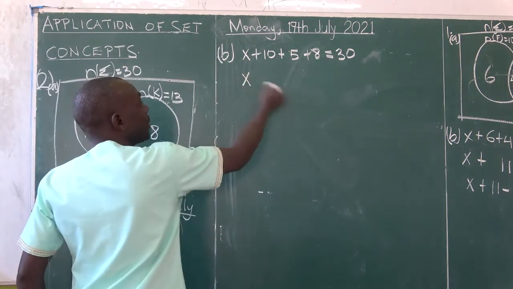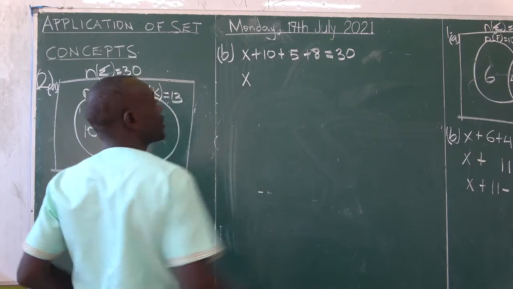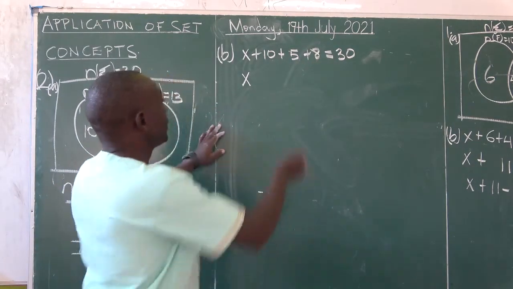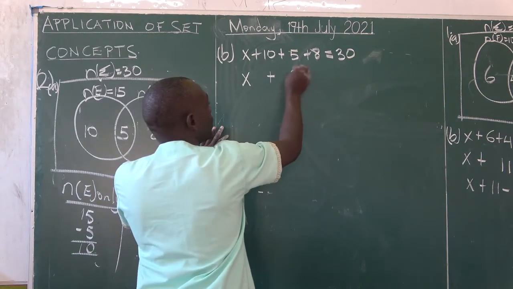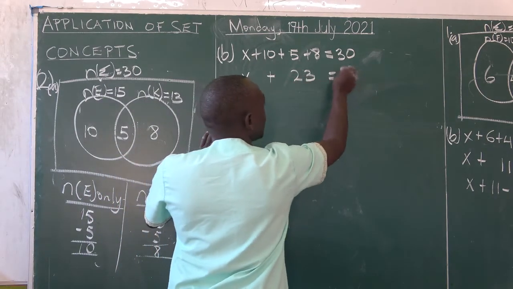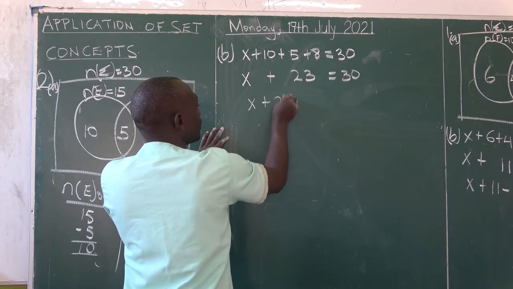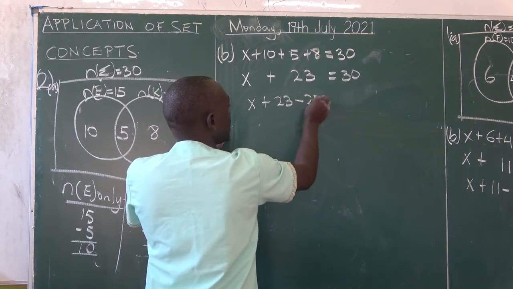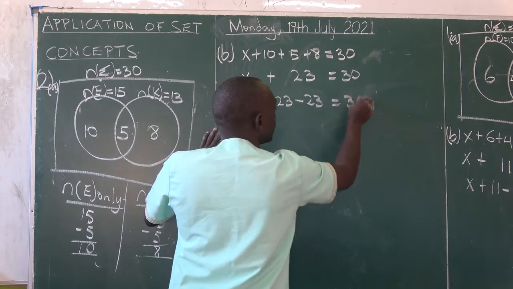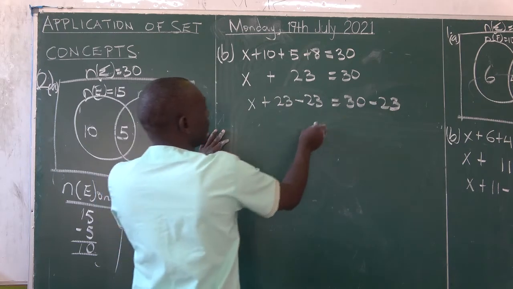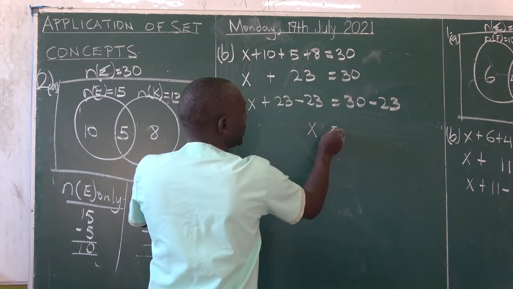Then do the algebra in the usual way, where 10 plus 5 is 15. Add plus 8, you get 23. So x plus 23 equals 30. And then you continue, the usual algebra: x plus 23 minus 23 equals 30 take away 23. Then this is 0, and subtracting properly, it is a 7.